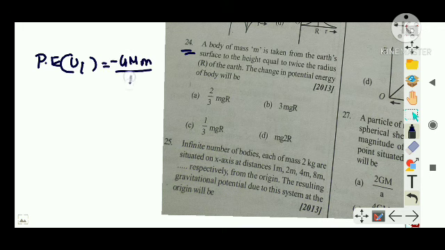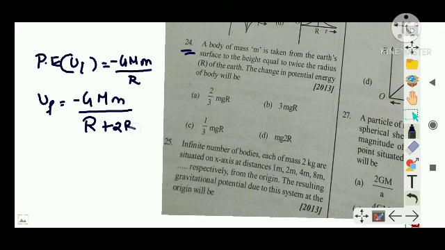A body of mass m is taken from earth's surface to a height h equal to twice the radius of earth. The change in potential energy will be? Let us talk about the initial potential energy, U i, which is equal to minus GMm by r, on the surface. When you pull it to another point, the final potential energy will be minus GMm by r plus h. R plus h becomes r plus 2r, or I can write it as just 3r.